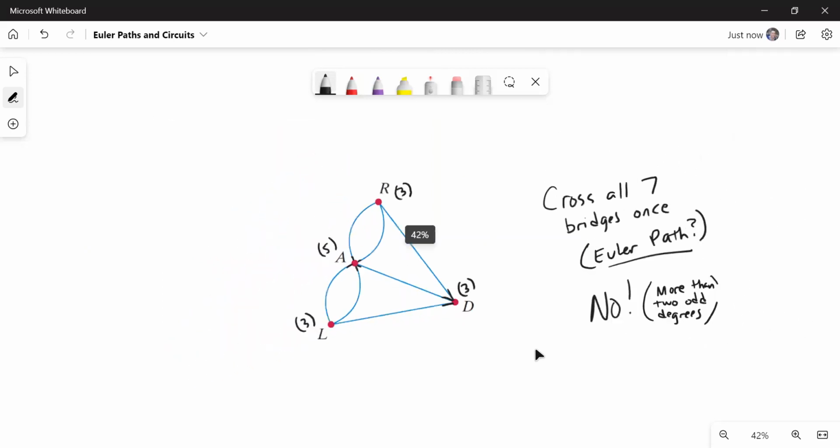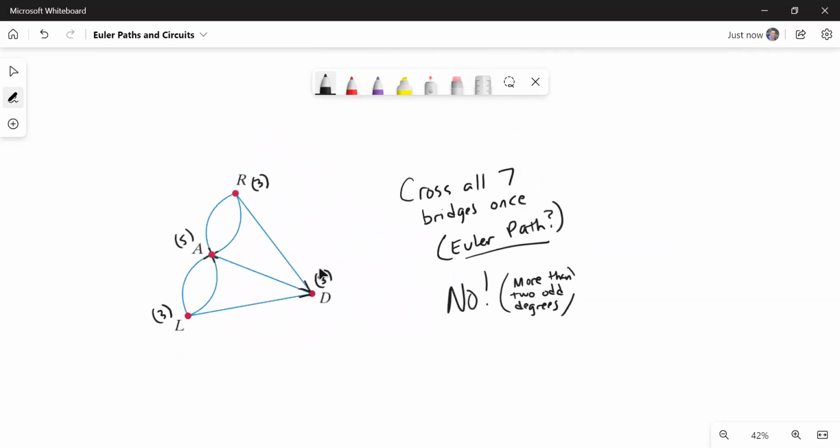Okay, we're going to take a look at some problems where you can decide whether there's an Euler path or an Euler circuit, and practice those to complete this. Okay, now that you've looked at those, I hope that you understand a little bit more about what determines an Euler path or an Euler circuit.